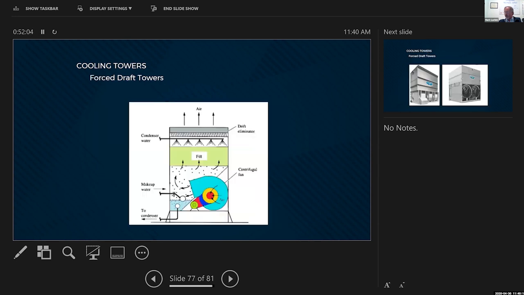This would be a forced draft tower. This is like the tower that we have down at Long Wharf. Centrifugal fans blow the air into the tower, forcing the draft, in other words, forcing the air up through the fill and out through the top.